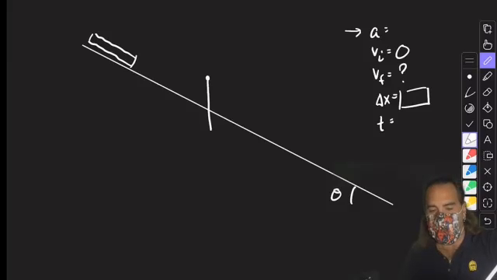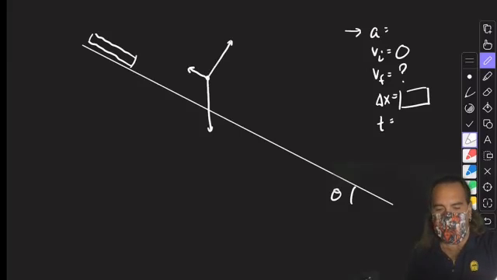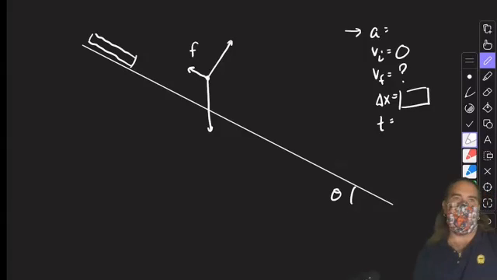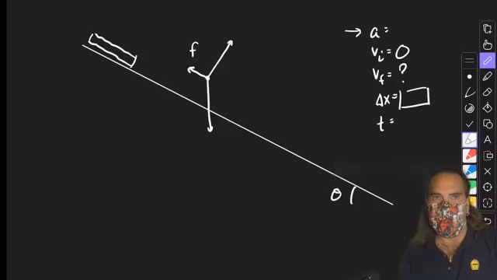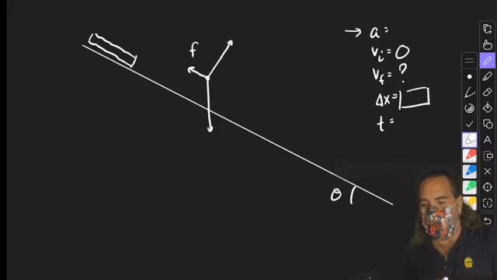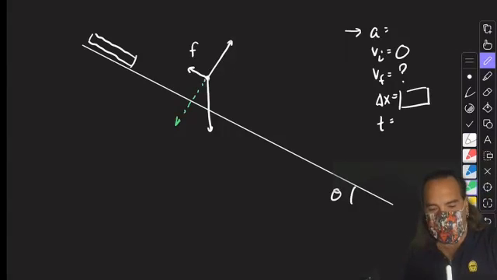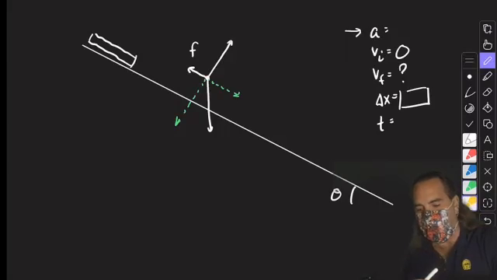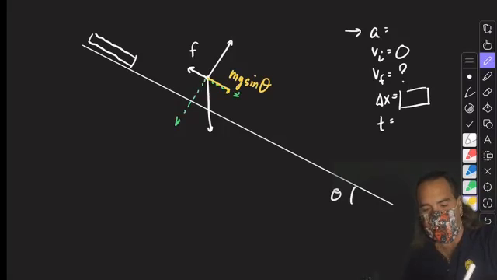There's weight, normal, and friction. I am betting that the friction is less than the weight down the ramp and that the system is going to get faster and faster as it goes down the ramp. So that's why I'm drawing it this way. We've done this a little bit already today, so I don't feel like I'm hurting anybody by saying that the part of this down the ramp is mg sine theta, and the part of this into the ramp is mg cosine theta.